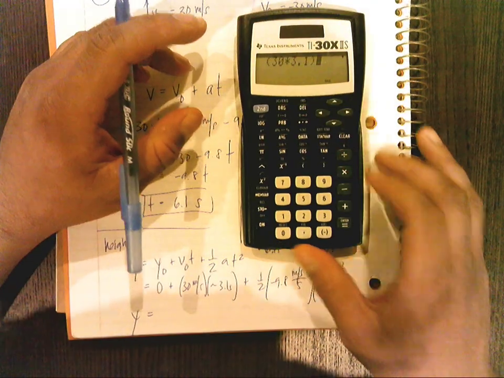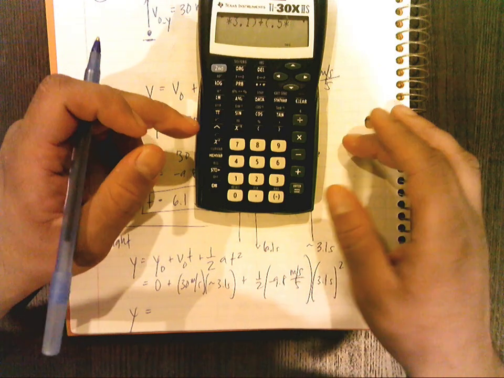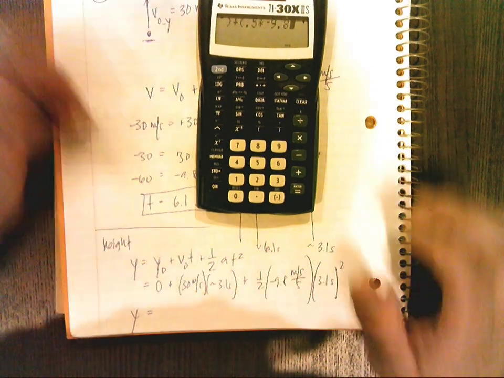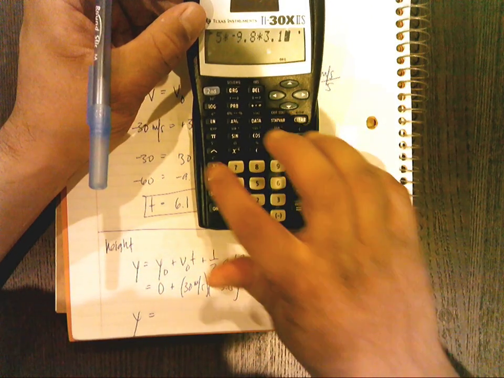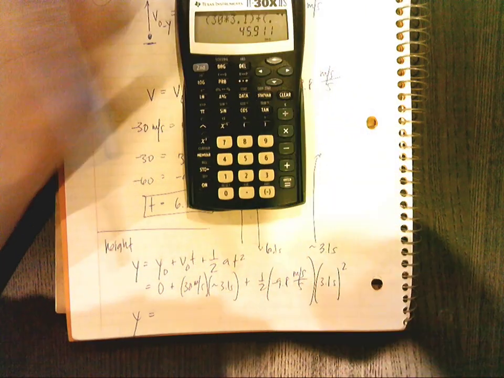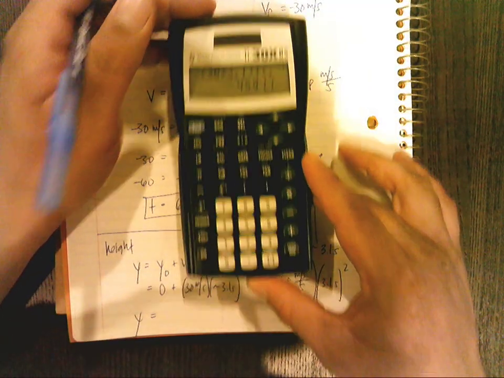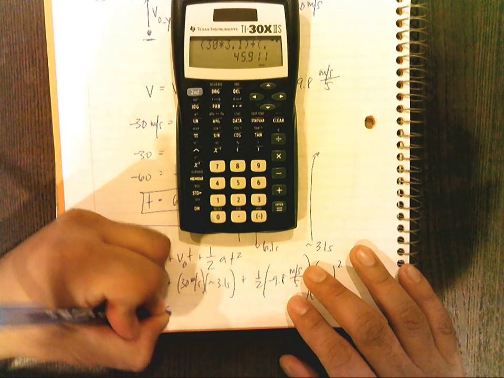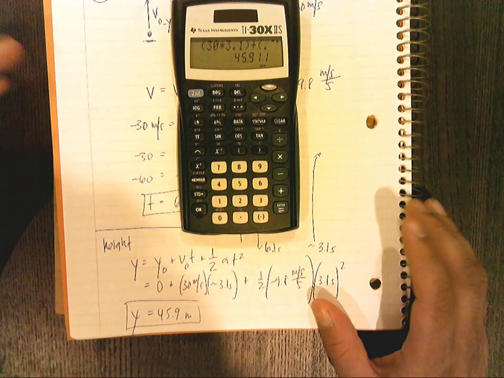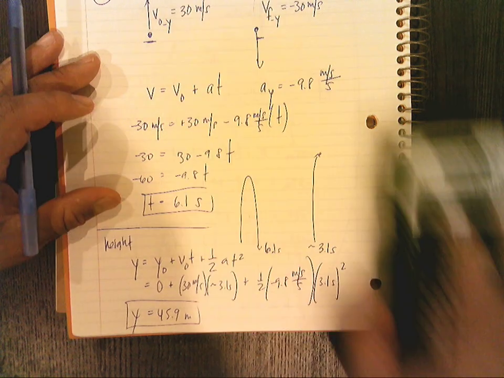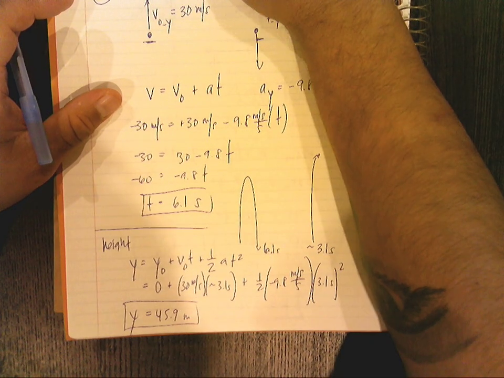30 times 3.1 plus, I'm going to put parentheses, I'm going to change the 1/2 to a 0.5 times -9.8, which I really know is like a -4.9, but I'm just going to plug everything in, times 3.1 squared. Okay? And so, this is going to go straight up, 45.911. I'm going to round that to 45.9 meters. You can round it to 46 if you want to, but that's the maximum height of this object that was launched upwards at 30 meters per second. Now C.